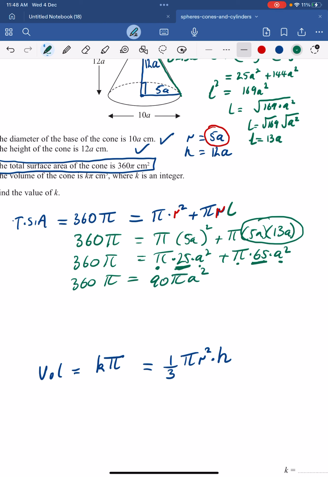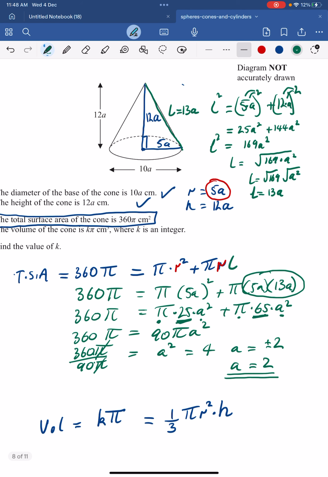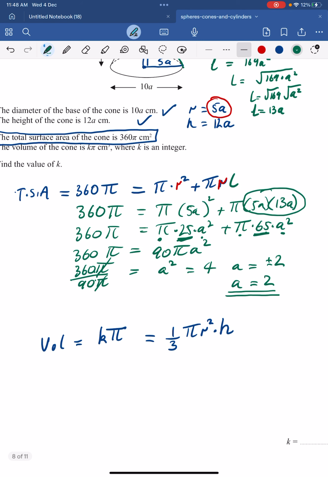And then I'm going to get an expression for a, and it's going to simplify quite a lot actually, right? So let's have a little look. If I leave a squared where it is and I divide through by 90 pi, oh, look at that. We can cancel common factors. A squared equals 4. Therefore, a is equal to positive or negative 2. But clearly, we have to have a is equal to 2. That would make sense, right? A has to be a positive number because we're dealing with lengths of cones and heights of cones. Fantastic. Now we've got a equals 2.